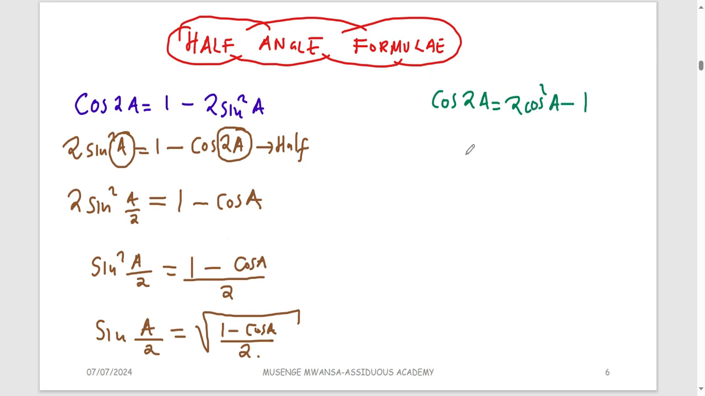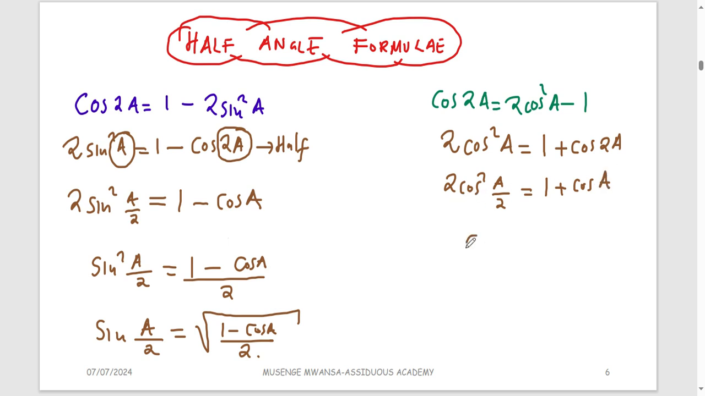So I'll just take the 1 to the other side. So it will become 2 cos squared A is equal to, and if the 1 goes to the other side, it becomes positive 1, and then we find cos 2A. And then also half the angle here. So it will become 2 cos squared, where there is A, put A over 2. We have halved the angle. And that will be equal to 1 plus cos, where there is 2A, put A because that's half of the angle. Divide both sides by 2. That will become cos squared A over 2 is equal to 1 plus cos A everything over 2.